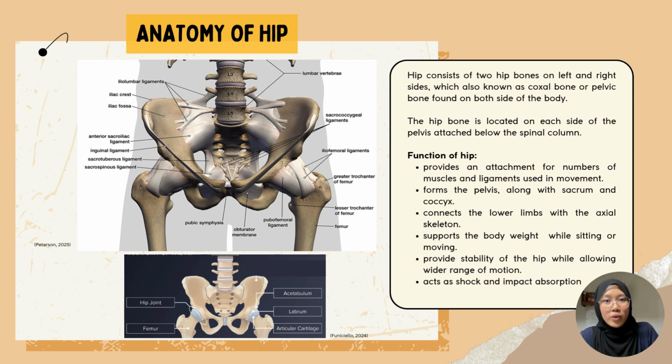The functions of the hip bone: it is an attachment for the muscles and the ligaments. Next, it forms the pelvis along with the sacrum and the coccyx. Next, it connects the lower limbs with the exoskeleton. Next, it supports the body weight while sitting or moving. It provides stability of the hip while allowing a wider range of motion. Last but not least, it acts as shock and impact absorption.